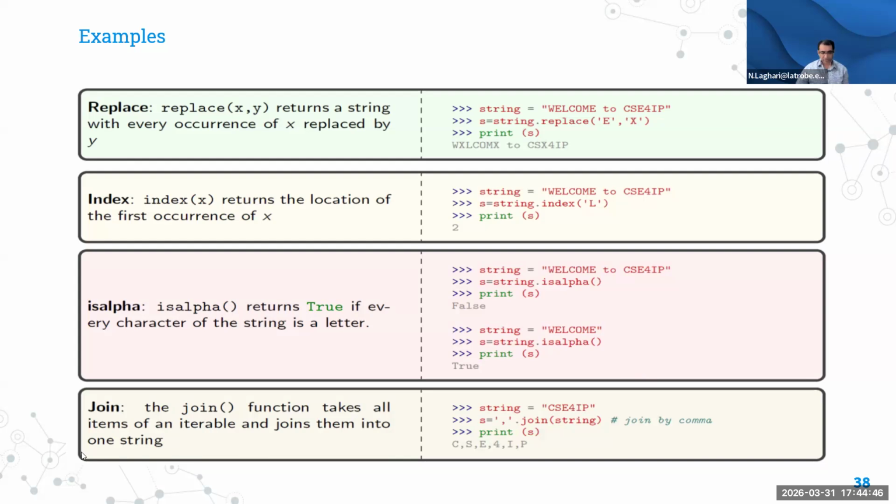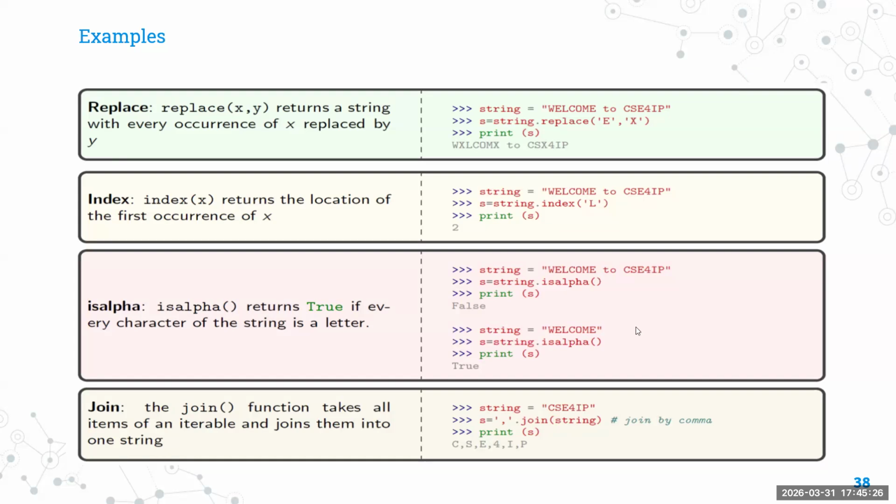And then the join function takes all the items of an iterable and joins them into one string. So if you want to create a new string that joins using commas, you say join with the comma. I'll be taking one character at a time and joining them using commas, or you can use any other characters like stars or hyphens or a space or slash, backslash, whatever.